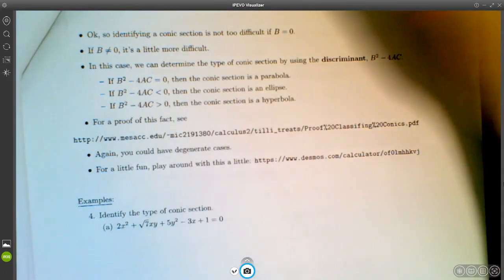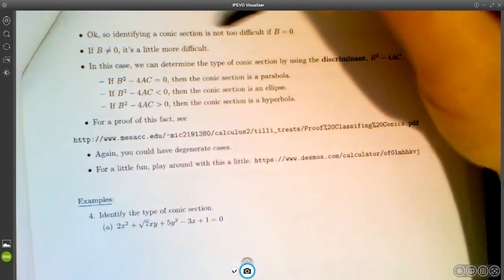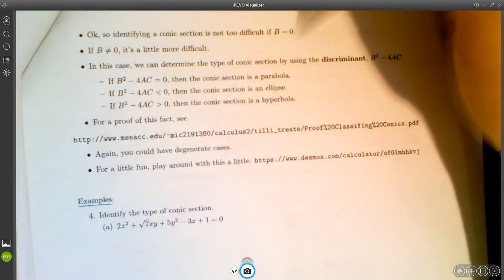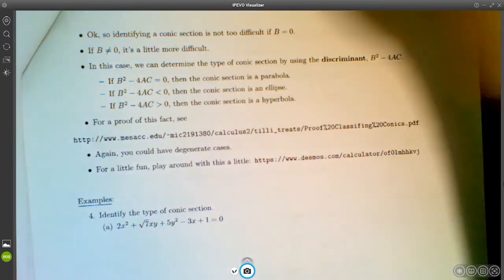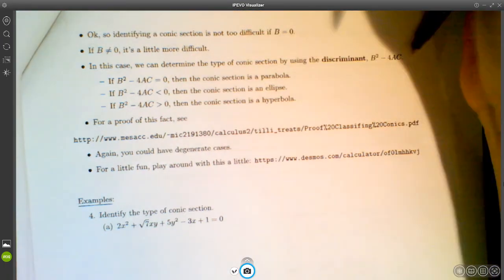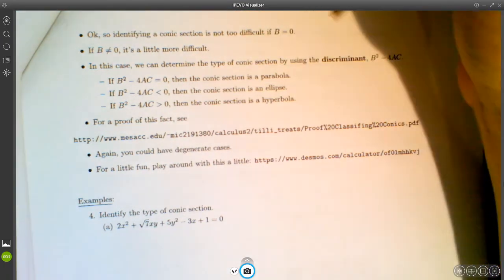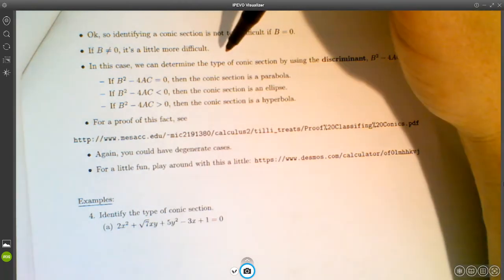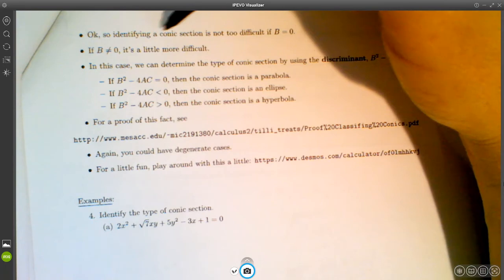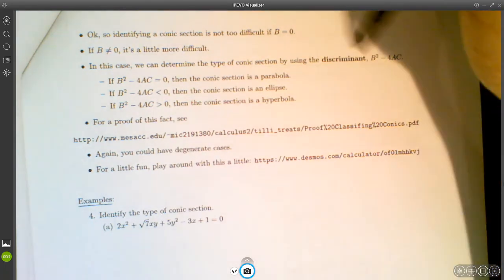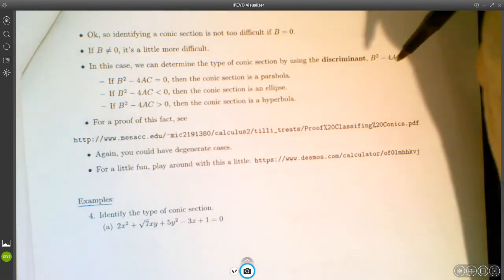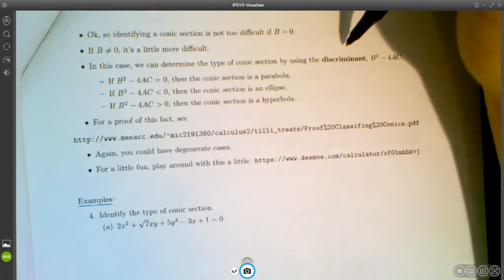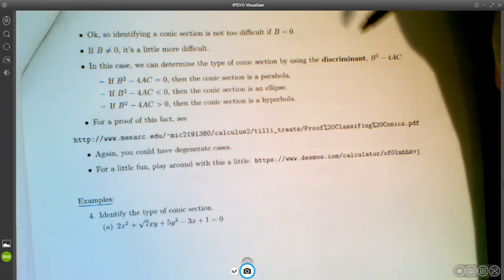So identifying conic sections is really not too difficult if b equals 0. If b does not equal 0, then it's a little bit more difficult to tell what's going on. And again, we're going to talk about this in the next section. But for now, we can use a tool called the discriminant to tell what kind of conic section we have. And the discriminant may be something kind of familiar to you.